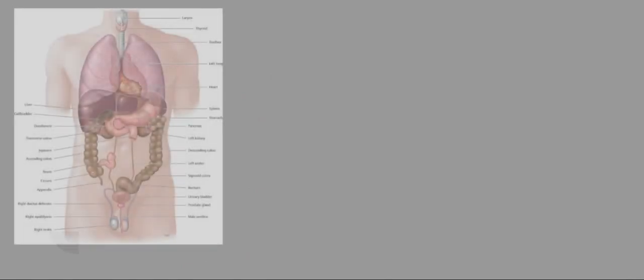The fourth and last cavity is the abdominal pelvic cavity, which can be split into two different categories. The top cavity being the abdominal portion, which contains the stomach, liver, kidney, spleen, small intestines, and most of the large intestines. The second portion of the abdominal pelvic cavity is the pelvic portion, which contains the rest of the large intestines, bladder, and reproductive organs.